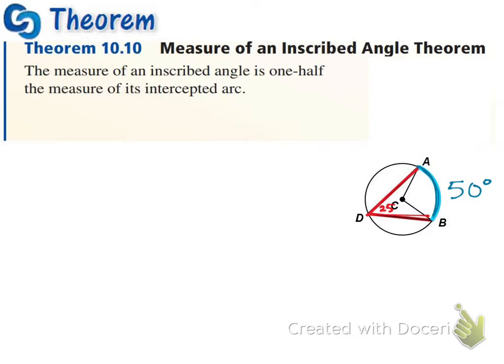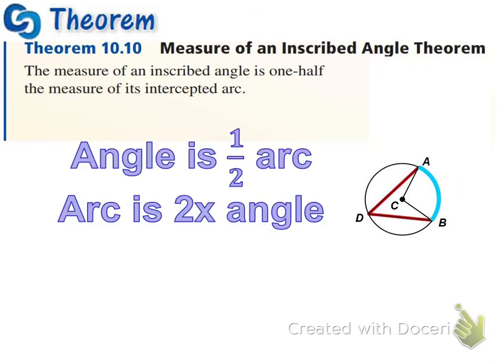So here's what you're going to write, and then you're going to highlight it. It's just something that you should, I don't want to say chant, but say over and over again. The angle is going to be half the arc, and the arc is double the angle. Go ahead and write it down, and you'll want to highlight it so that you can find it later. The angle is half the arc, and the arc is double the angle.